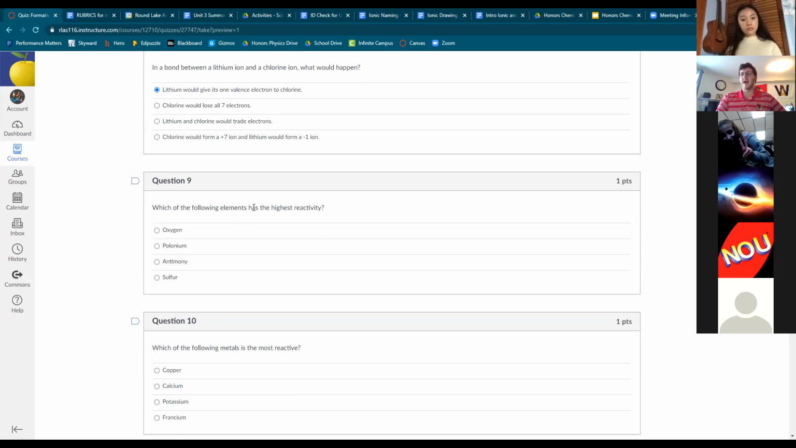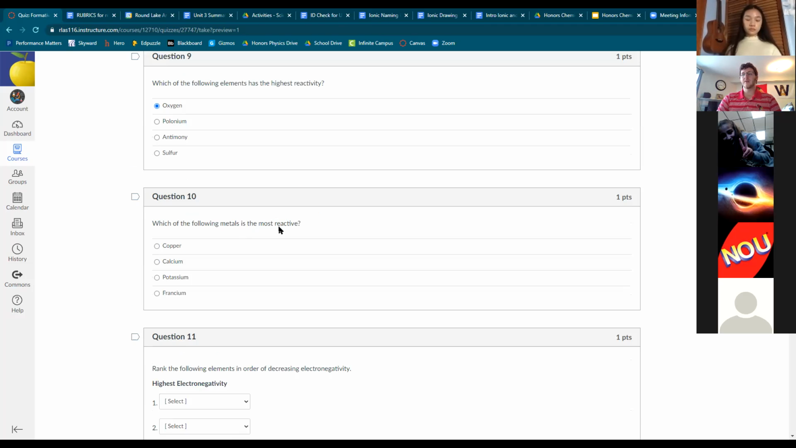Which of the following elements would have the highest reactivity? So we look at oxygen, which has 6 valence electrons, polonium, which has 6 valence electrons, antimony, which has 6 valence electrons, and sulfur, which has 6 valence electrons. So now they each want to gain 2 valence electrons to have a full valence shell, to have 8 valence electrons, which means the one that's going to pull the most electrons in, or have the strongest pull between its protons and electrons, will have the highest reactivity. And in this case, it will be oxygen, which is the smallest atom or the smallest atomic radius or the largest electronegativity, meaning that it pulls its electrons in the closest.